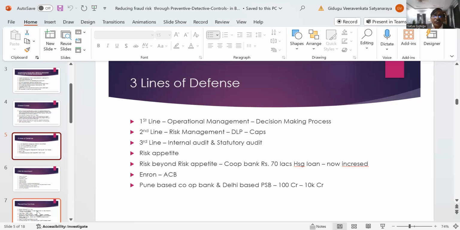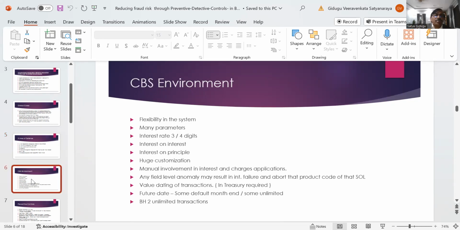So the internal auditor should always worry whether the risk is within the risk appetite. The management should worry, the internal audit should, and risk management should apprise the management properly. And we came to the computerized environment. The computerized environment is such a flexible system, with many parameters, interest rates running into 3 or 4 digits. In the physical system, in core banking, earlier 999, now I don't know, 9999 also.